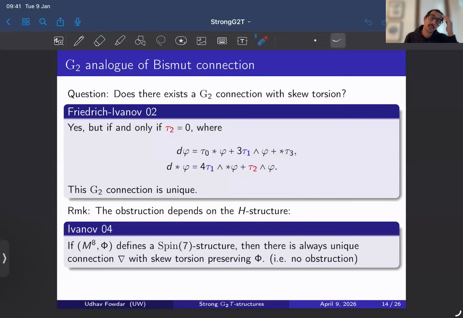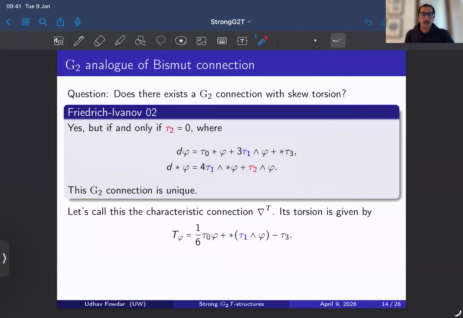For instance, there's a result due to Ivanov back in 2004 that says that if your manifold has a Spin(7) structure, then there's always a unique connection with skew-symmetric torsion. So there's no obstruction in this case. There's no condition on the torsion having to vanish or anything like this. So there's no uniform theory as far as I'm aware of. For each different H structure, you're going to have to check if there exists a connection with skew-symmetric torsion or not. As far as I know, this is not completely known in general.